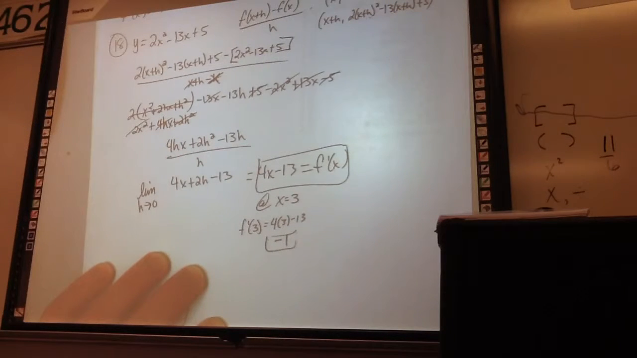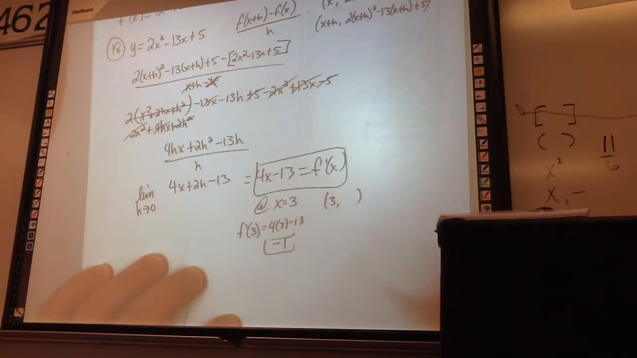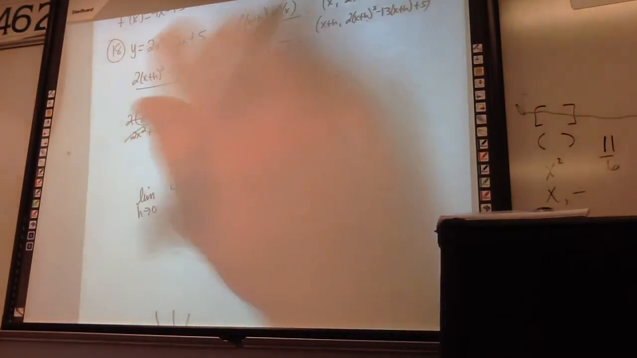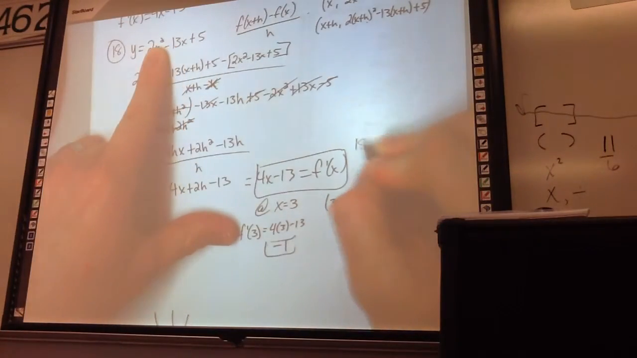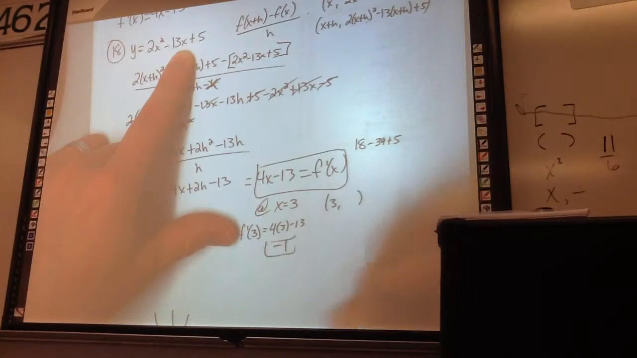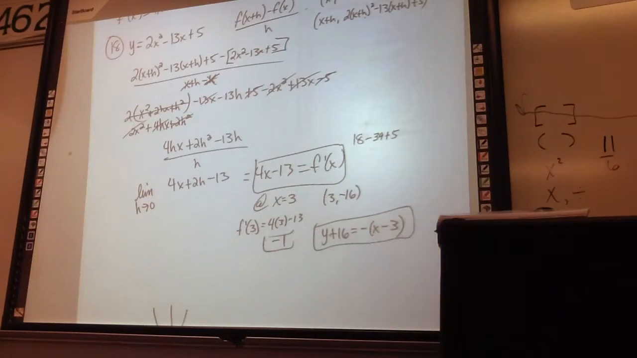So if you wanted to go with point slope form, well, 3 comma, what would be the y coordinate of the point 3? Where are you going to plug that in? The original, yeah. So you'd have 18 minus 39 plus 5, negative 16? So there you go. Y plus 16 equals negative x minus 3 in point slope form. If you did y equals mx plus b, it's y equals negative x minus 13.